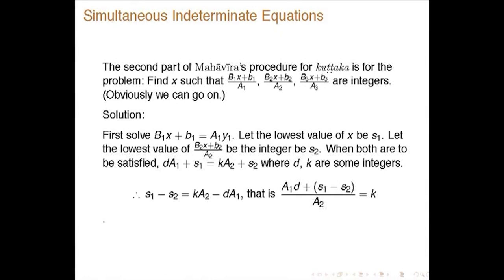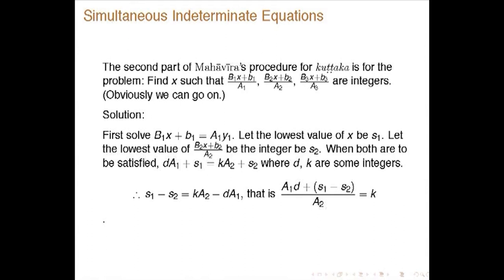Now the second part of Mahavira's procedure for Kuttaka is for the problem such that find x such that b1 x plus small b1 by capital A1 is an integer, b2 x plus b2 by A2 is an integer, b3 x plus b3 by A3 is an integer, and so on. You can go on like that. So simultaneously I have to solve this. So capital B1 x plus small b1 is equal to capital A1 into y1, capital B2 x plus b2 is equal to A2 y2, like that. So how do we solve this? In fact, this also has been discussed by Mahavira.